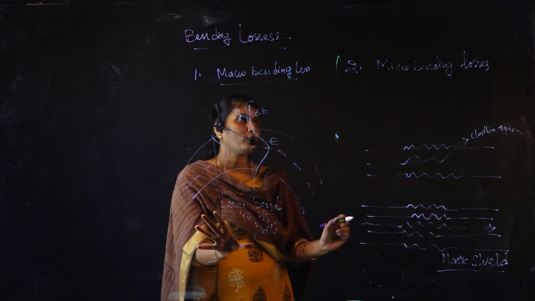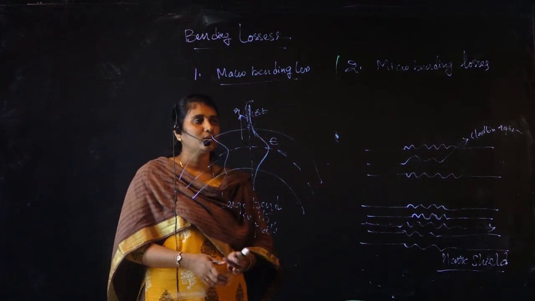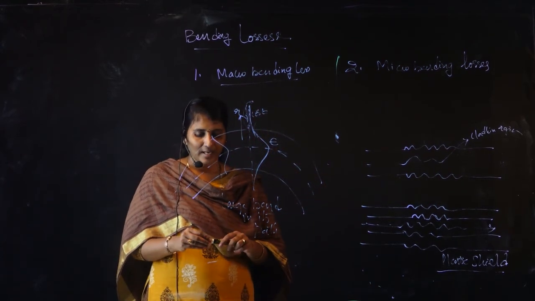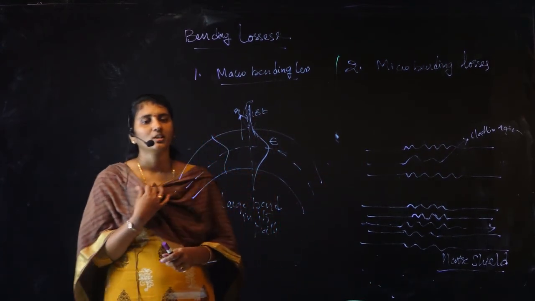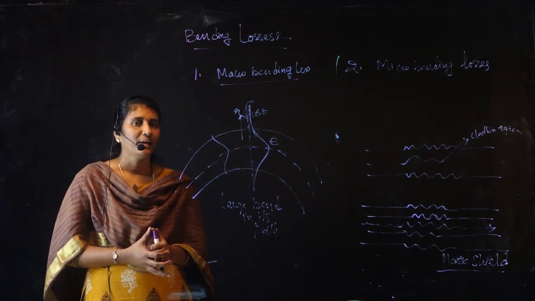This is about macro bending losses and micro bending losses. This is all about attenuation. So we have studied attenuation and the three types of attenuation: absorption, scattering losses and bending losses.